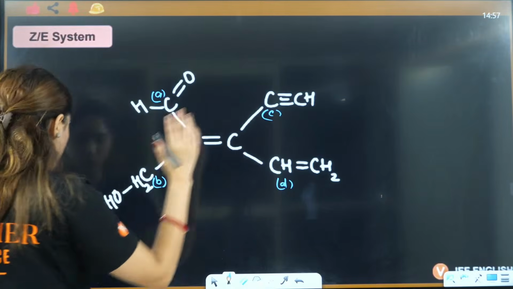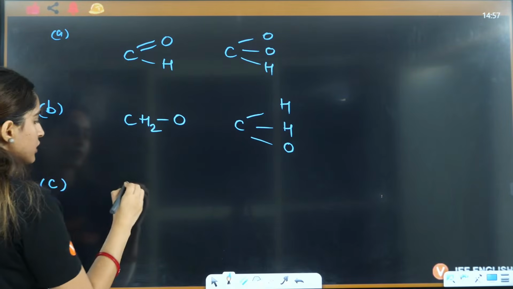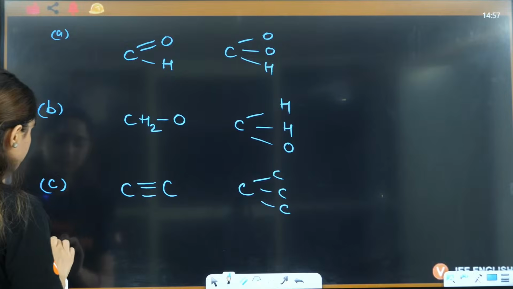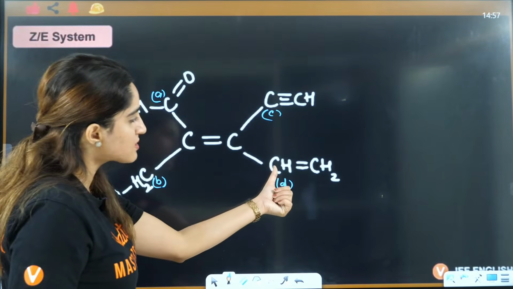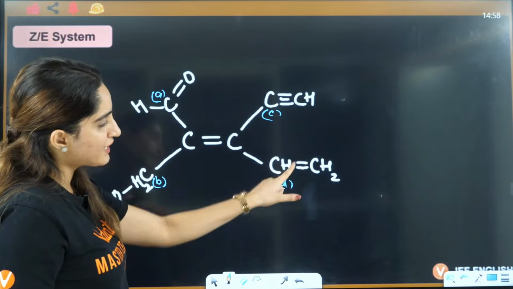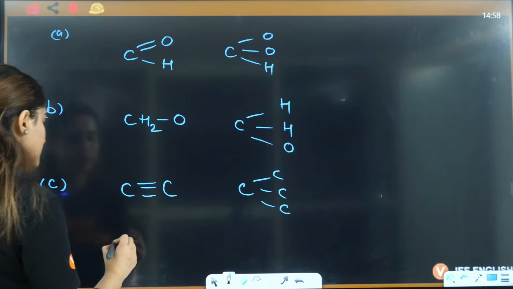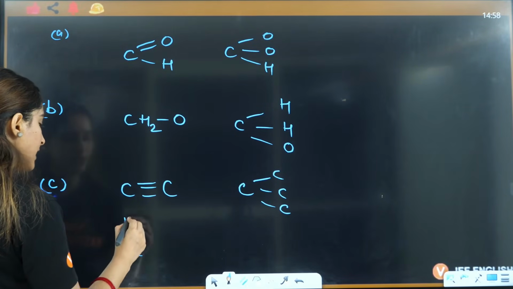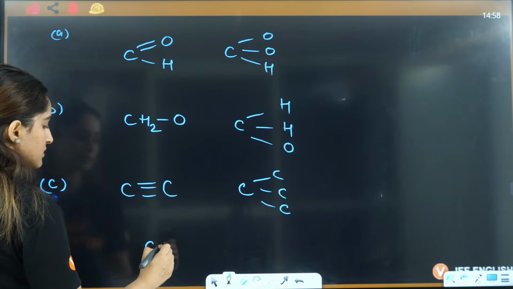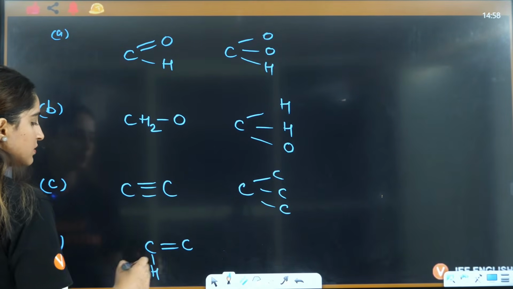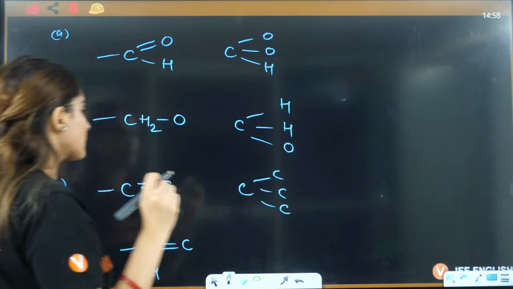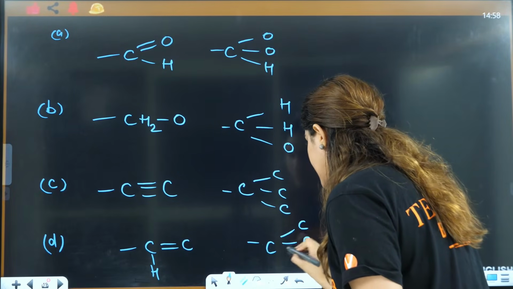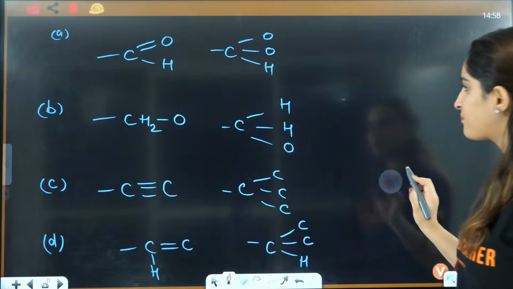This carbon is connected to 3 carbons, okay? So C carbon, with the C triple bond C, is connected to 3 carbons. D, this carbon is connected to a C double bond and this hydrogen. That means this is CH double bond, something like this. So this carbon is connected to 2 carbons and 1 hydrogen, right?